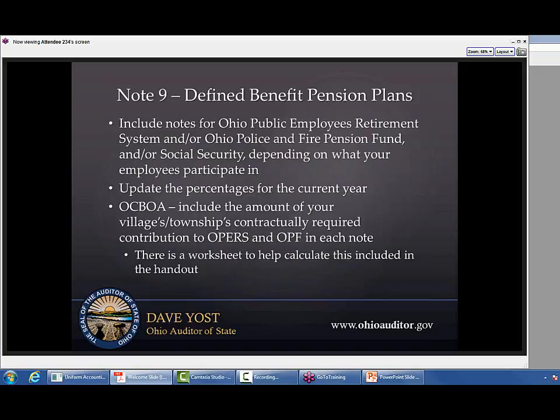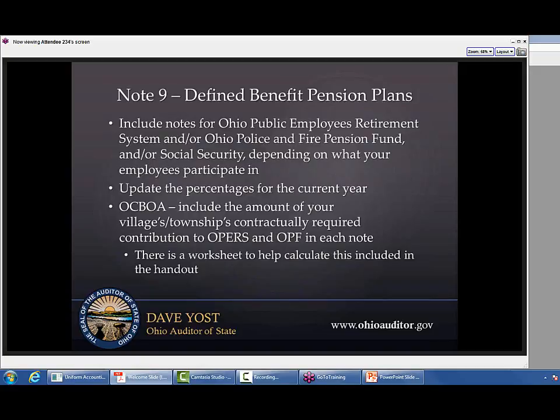For villages and people that pay into OP&F, if you are only paying in for police or you are only paying in for fire, make sure that your notes say that, because you don't want to put in there that we're paying into Ohio Police and Fire for police and fire, when really you're only paying for one or the other. So just make sure you're adapting it to whatever you're actually doing and whatever applies to your entity. That's what goes in your notes.